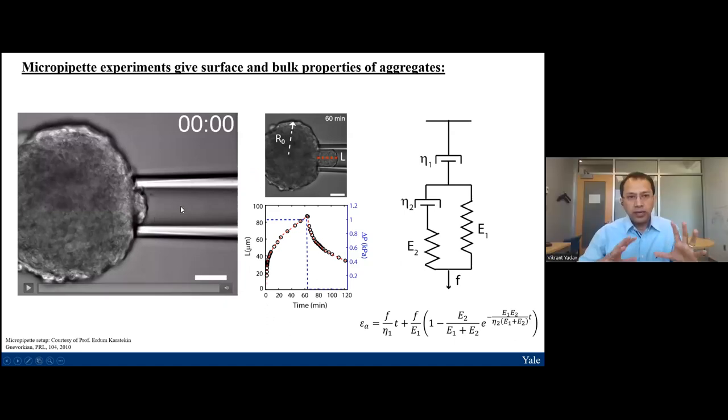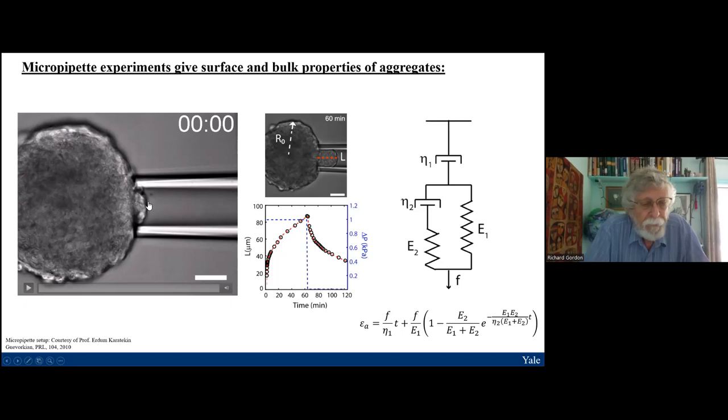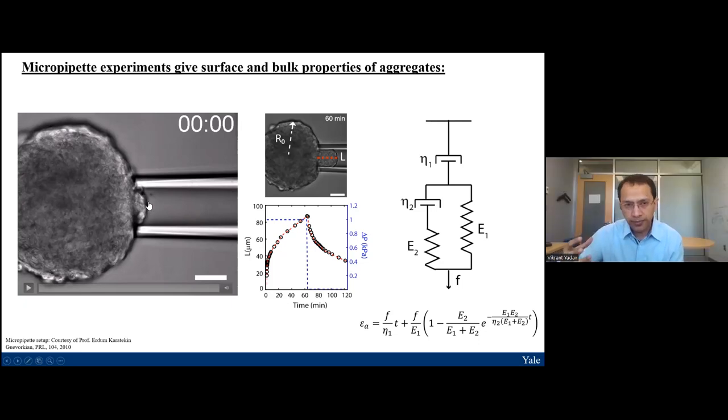Yeah, so this is a very well-defined technique, which was done by Gurtian. You start with a micropipette. You connect it to a water bath, which you can move up and down. By that, you can change the pressure. And when you create a negative pressure close to an aggregate, the aggregate gets pulled in. And by measuring the length of the material that has moved in, you can get a length as a time response.